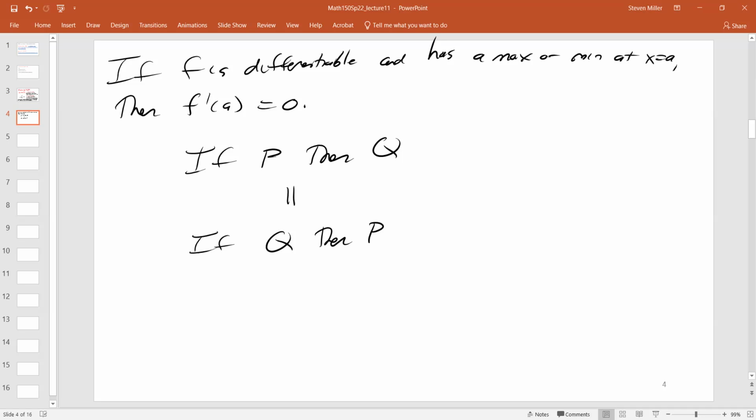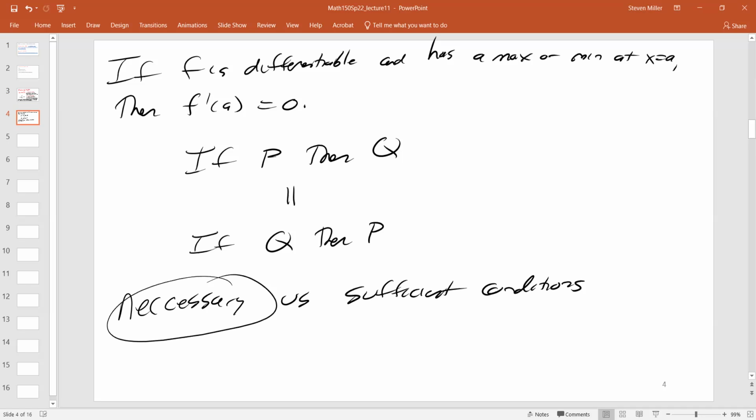So we have what's called necessary versus sufficient conditions. And so what we have here is a necessary condition. It is necessary that f prime of a equals 0 to have a maximum or minimum. It may be sufficient, but at this point in time, we haven't proven it.